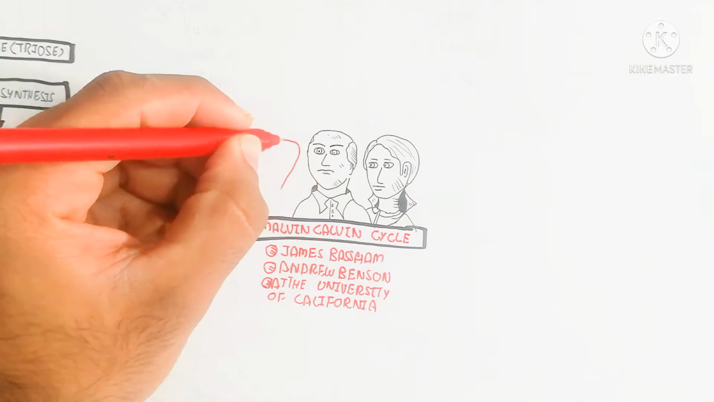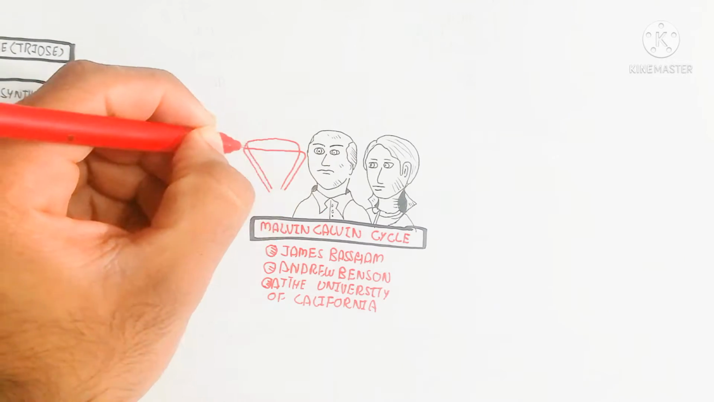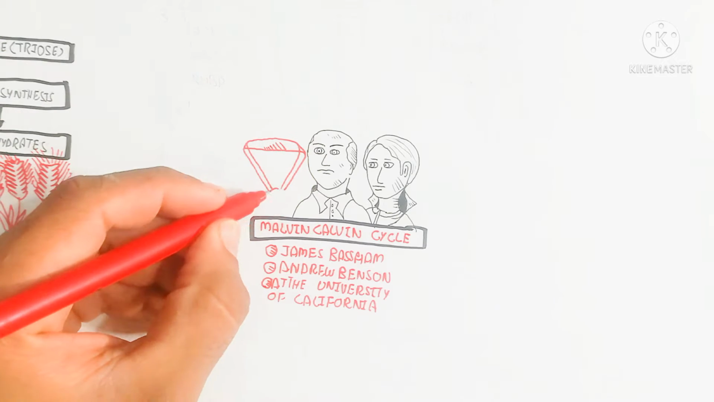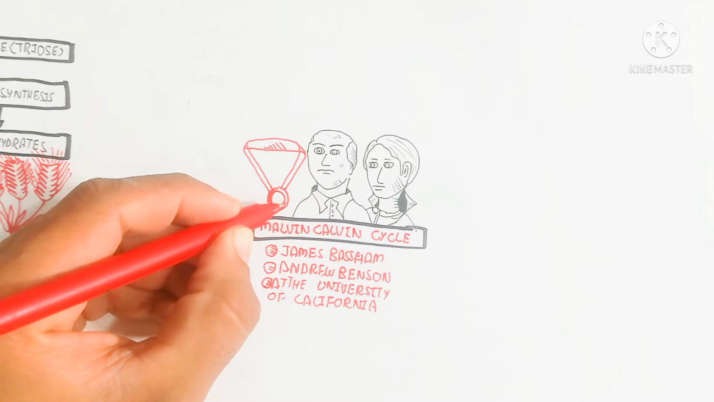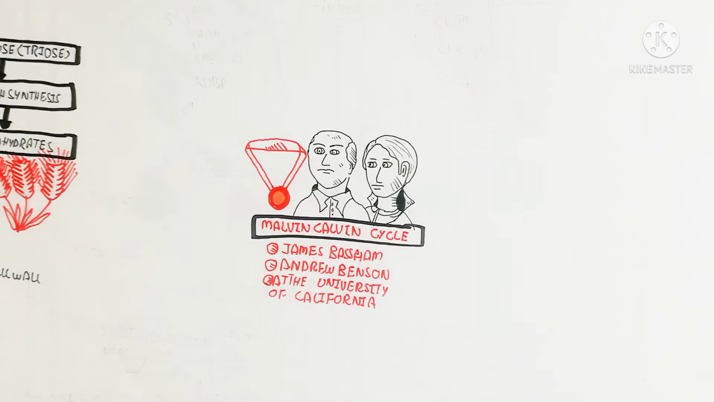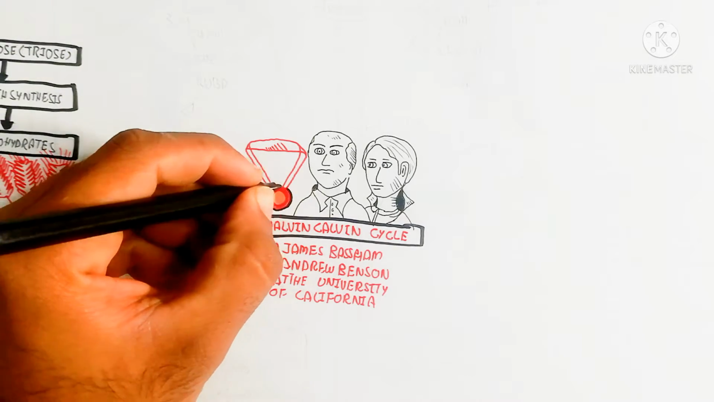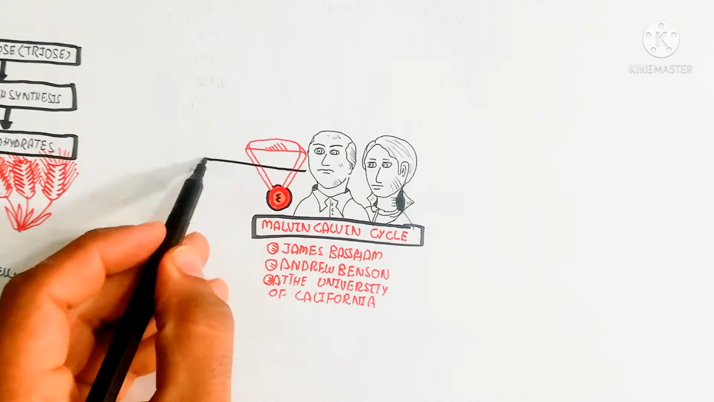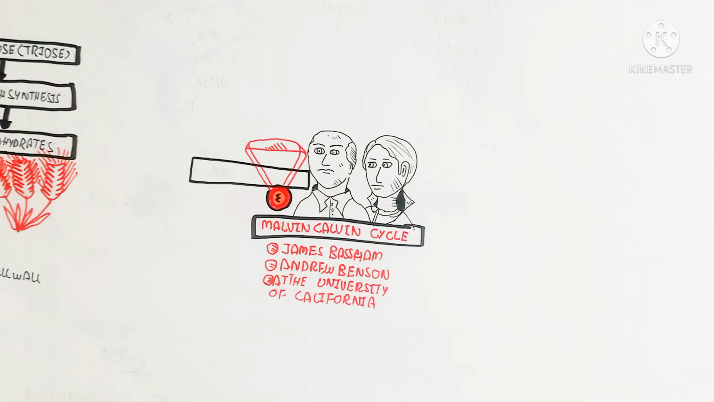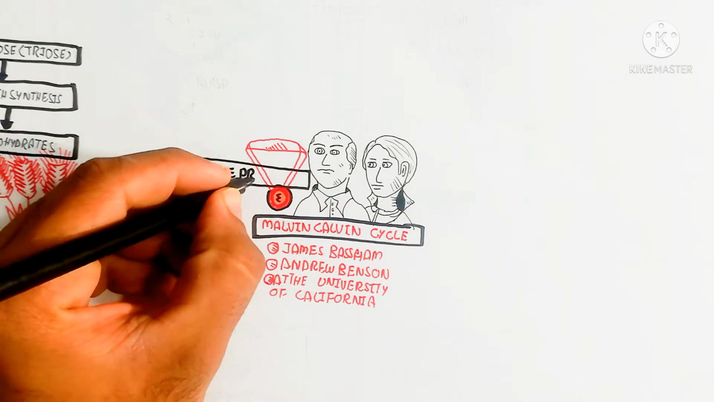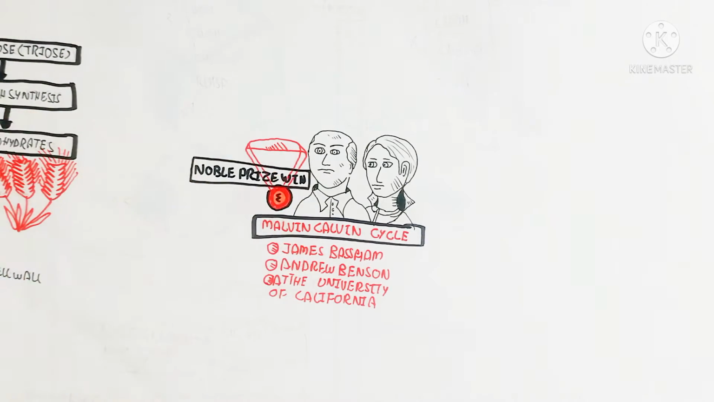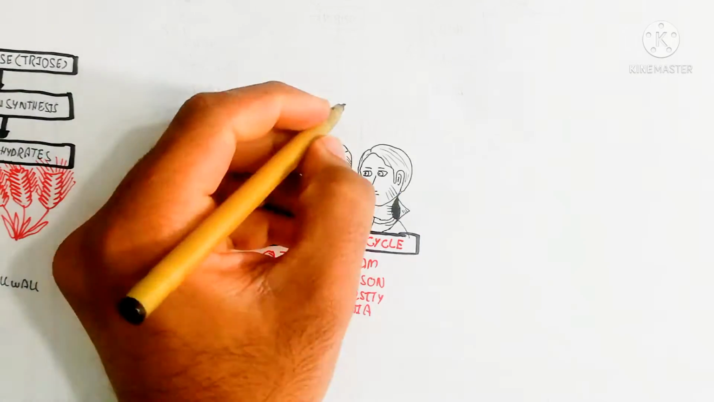So let's begin to understand. Here we will start from RuBP, ribulose bisphosphate. Bisphosphate means it contains two phosphate groups, on carbon number 1 and carbon number 5.